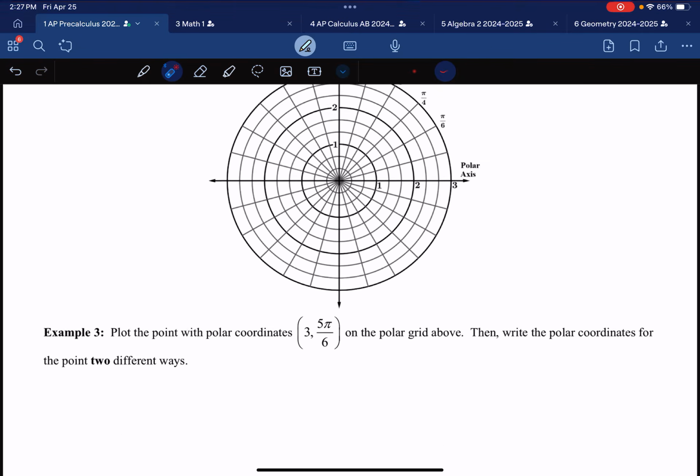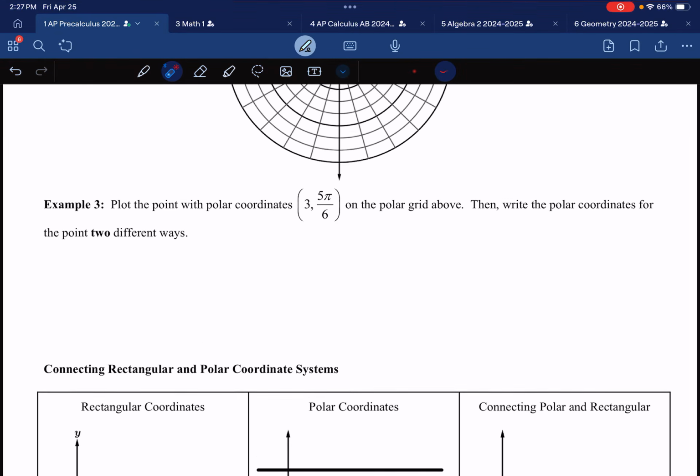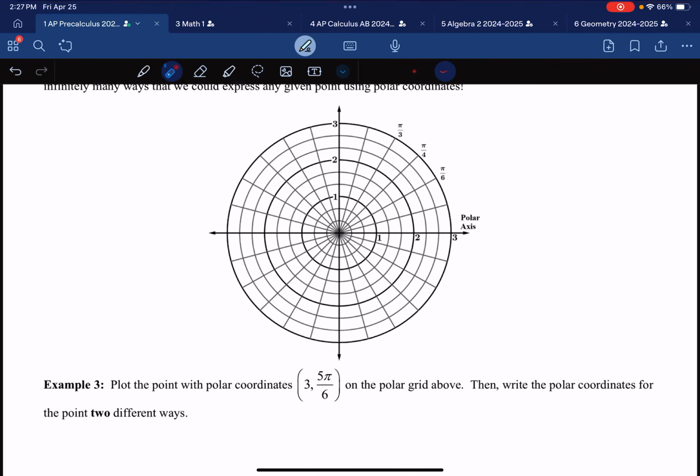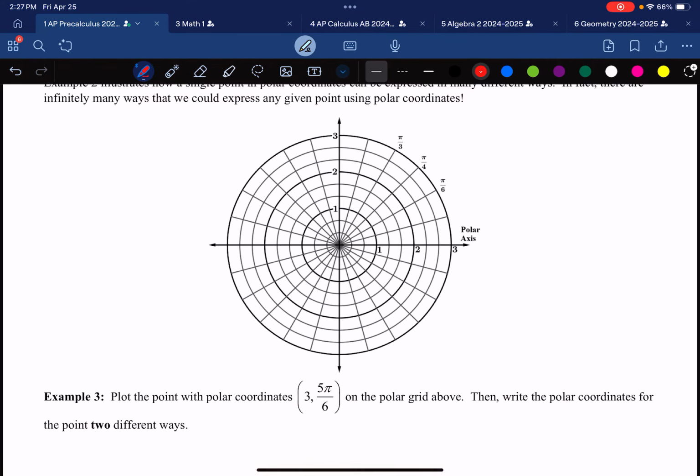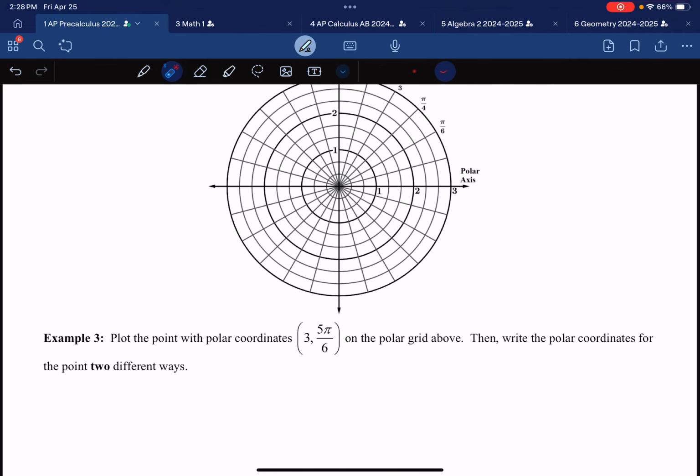So let's try that. Oh yeah, we're going to do that right now. 3 and 5 pi over 6. So we're going to first plot that and find 2 additional ways that we can do that. 5 pi over 6 is this one, and I come out a distance of 3. So it's this point right here.